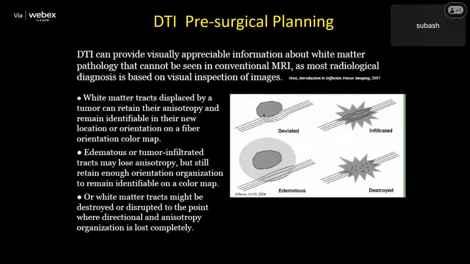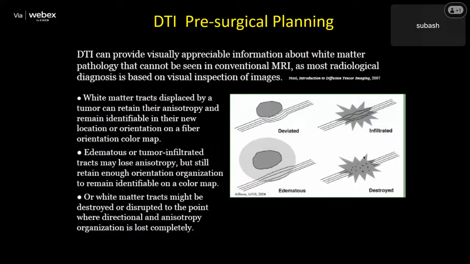So suppose there's a tumor in the region, and these fibers can be pushed by this tumor. So that means fibers are intact, but they have just been pushed out. Sometimes these tumors infiltrate into the fibers, and some of the fibers get broken. And here, there's tumor tissue, but fibers are intact. And sometimes fibers can be destroyed by the pathology.